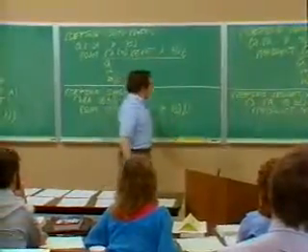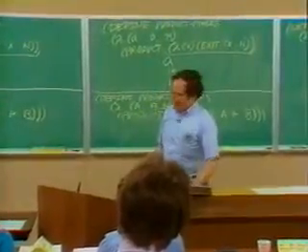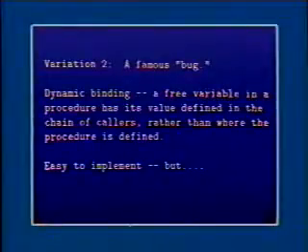Well, the desire to make this work has led to a very famous bug. I'll tell you about the famous bug. You look at this slide. There's an idea called dynamic binding, where instead of the free variable being interpreted in the environment of definition of a procedure, the free variable is interpreted as having its value in the environment of the caller of the procedure. And so what you have is a system where you search up the chain of callers of a particular procedure.